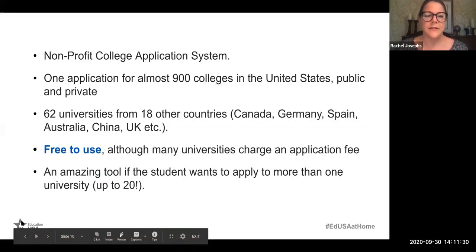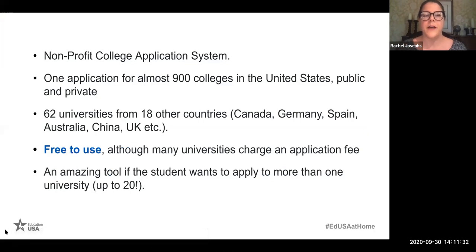It is a system, an online platform that allows students to apply to multiple universities at the same time using the same application. So it makes things more efficient for both students and counselors. The students are able to fill out the application one time, perhaps tweak it a little bit between one university and the other, but largely send one complete application to multiple universities.